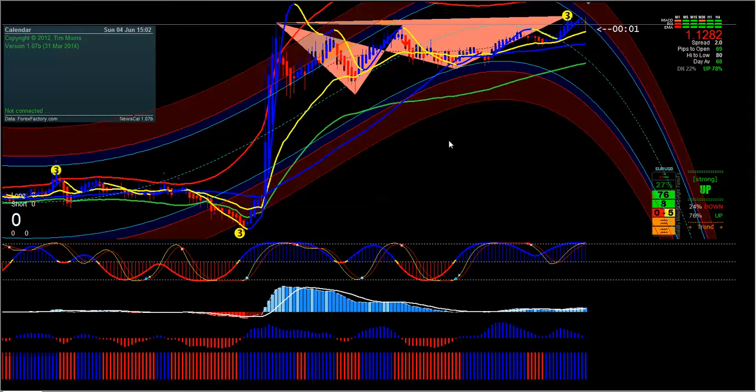This is George with FXCashBuilder.com, and today I'm going to talk to you about our system called the FX Cash Builder and how we utilize it on a day-to-day basis to trade the Forex currencies.